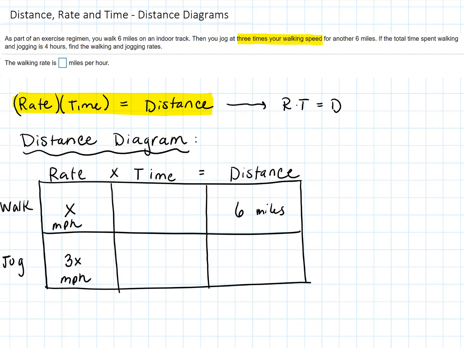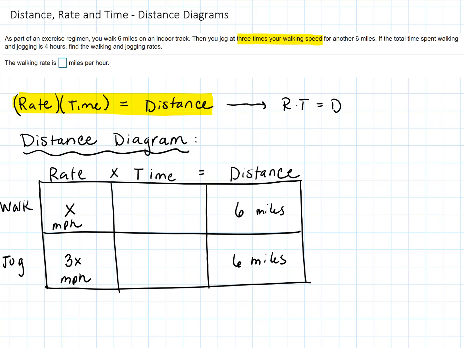So I'm just going to make something up. Let's just suppose that we walk at 5 miles per hour, which, by the way, is actually kind of fast for walking. But if we walked at 5 miles per hour, then we would be jogging at 15 miles per hour. Really not a possible speed for jogging or walking, but just so that we can see that algebraic relationship. If we're walking at x miles per hour and we jog 3 times that, we write 3 times x, so 3x, for another 6 miles. So we also know that we're jogging for 6 miles.